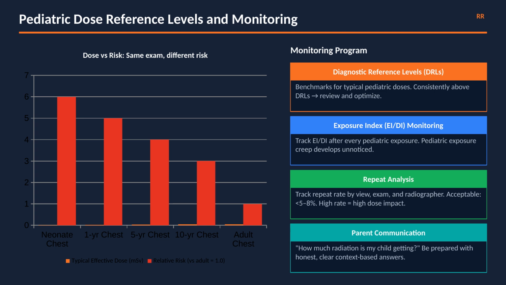Parent communication. Parents will ask, how much radiation is my child getting? Be prepared. Use honest, clear context. Comparisons to background radiation, to flight equivalents. Anxiety reduction in the parent reduces anxiety in the child. A calm child moves less. A child who moves less needs fewer repeats. Fewer repeats means lower dose.